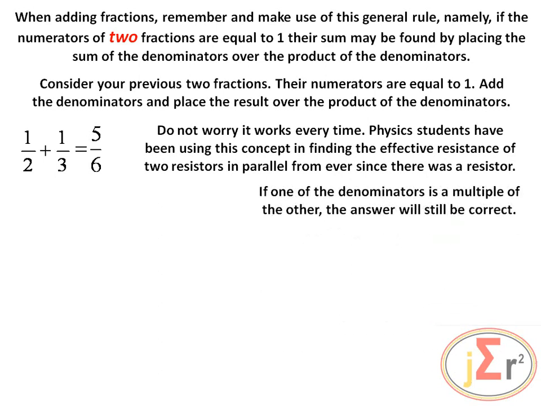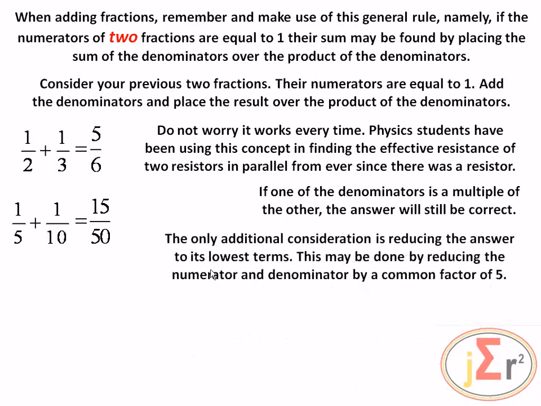If one of the denominators is a multiple of the other, the answer will still be correct. So the denominator 10 is a multiple of 5. Do the same. Add them and put that over the product. So 15 over 50. What happens? Common factor in numerator and denominator. So we proceed to reduce by a common factor of 5.